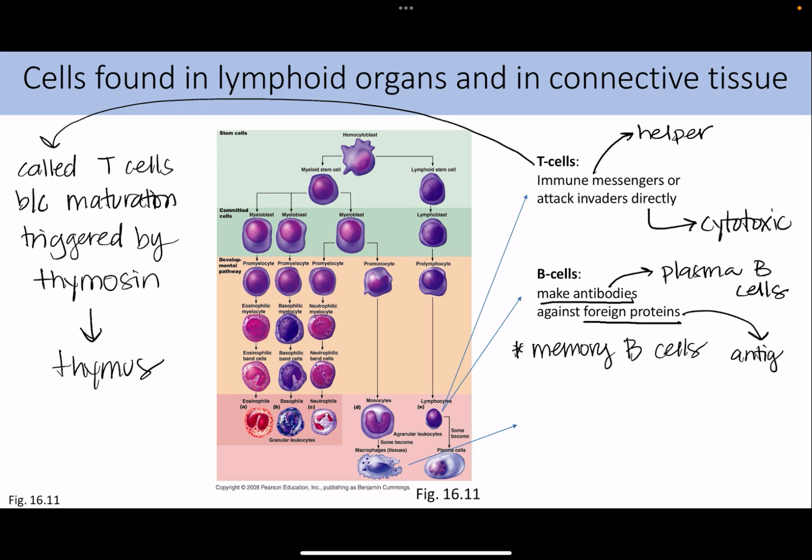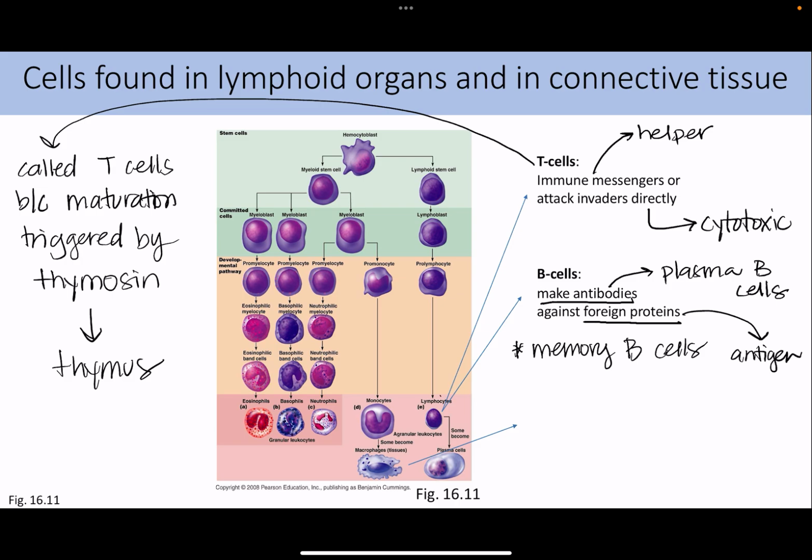So antigen is really any protein that is recognizable by your immune system. Any protein that could be recognized by your immune system is an antigen. They can be foreign, they can be self, but any protein that can be recognized by your immune system is considered an antigen.